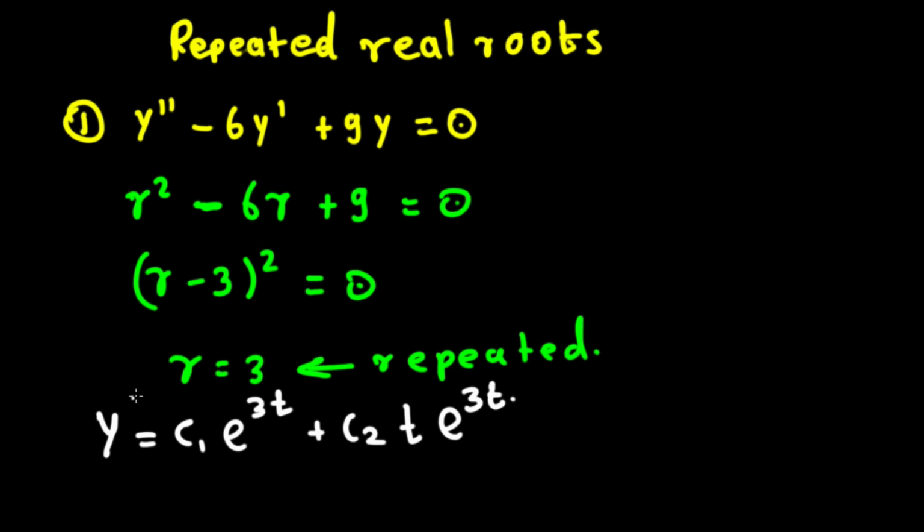Okay, and also you can have distinct real roots. When you have distinct real roots, the only difference is you won't see this t right here. This one comes when you have repeated real roots. And if it's distinct real roots, for example, if you have r is equal to 3 and r is equal to 2, you will have 3 right here and you will have 2 in the power, but you won't have this t. You will have c1 and c2 alone. That's the difference between repeated real roots and distinct real roots.